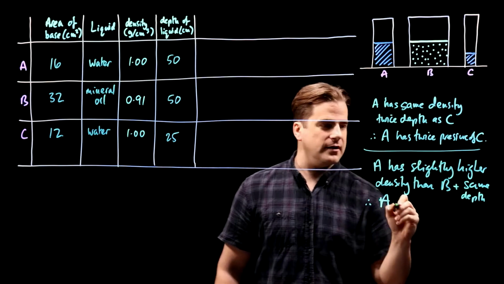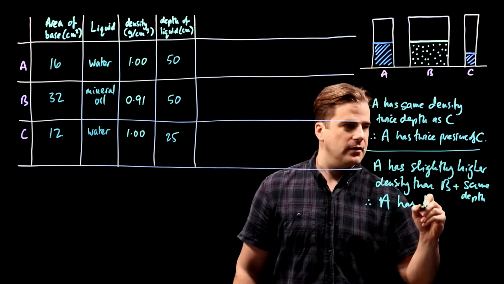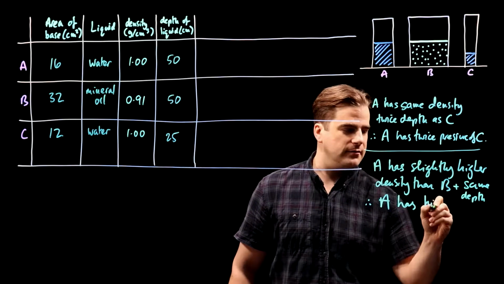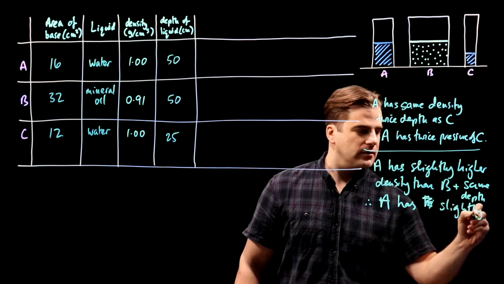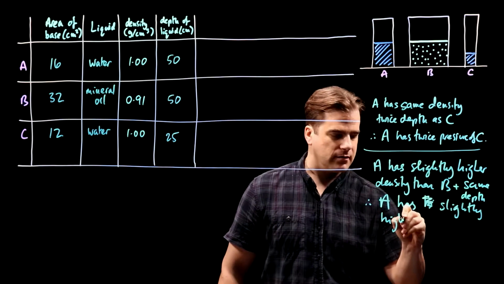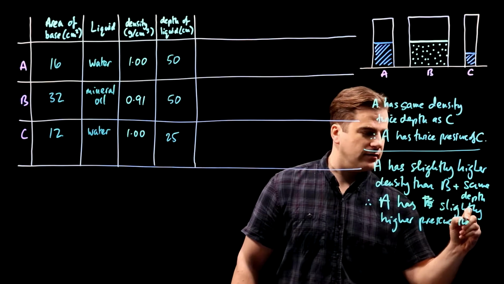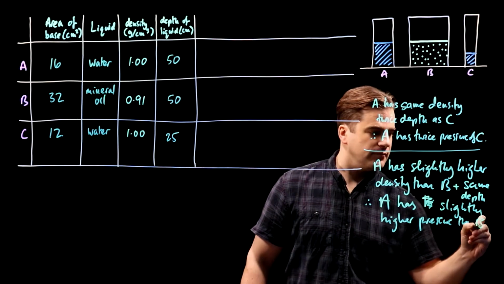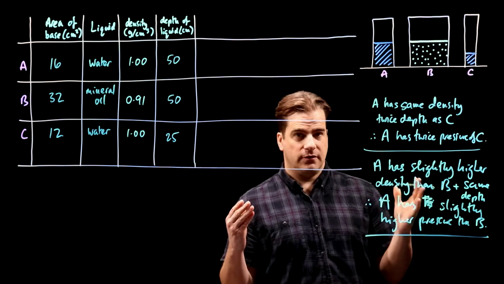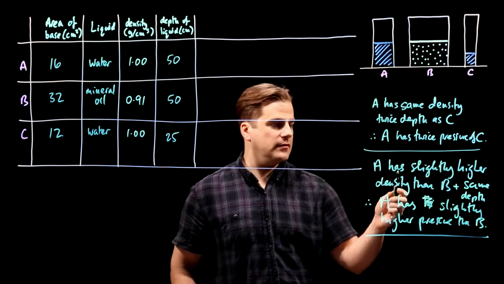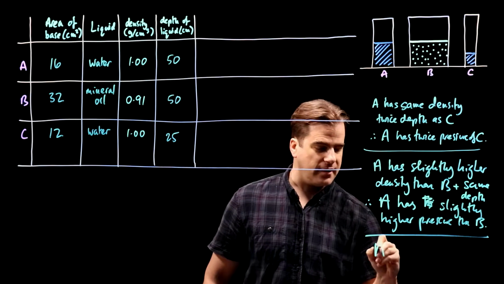Therefore, A has slightly higher pressure than B. Okay? So we've done it. A has higher pressure than both of them. So A has the highest pressure.